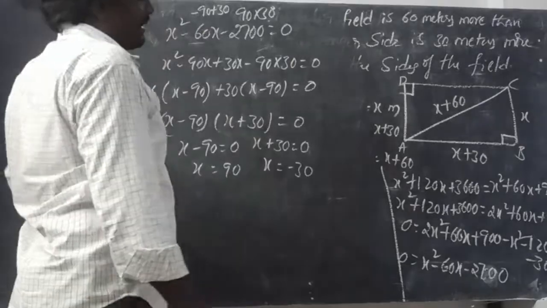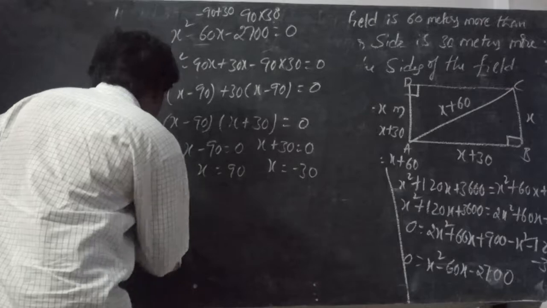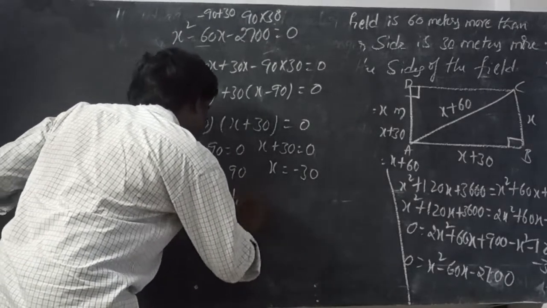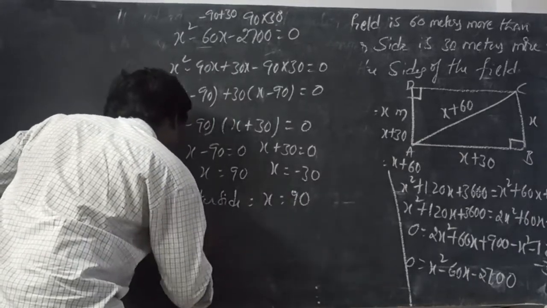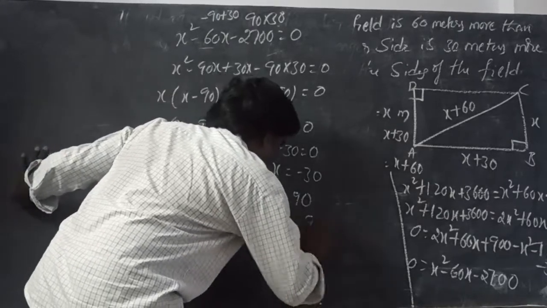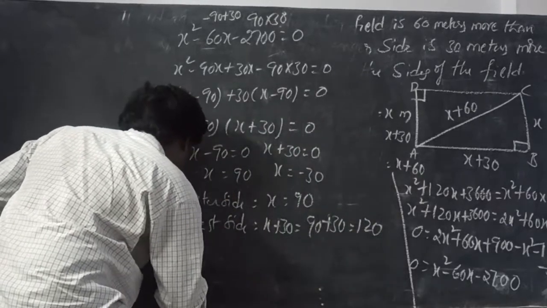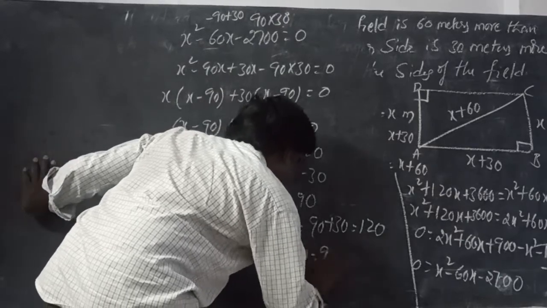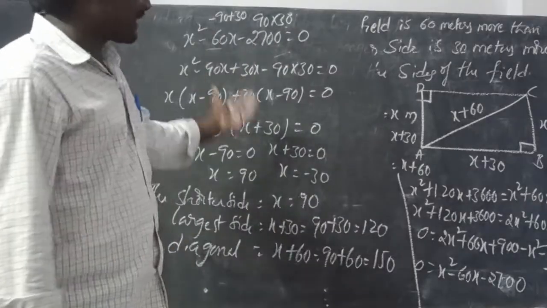The sides of a rectangle cannot be negative, so take the positive value. The shorter side is x equals 90. The longest side is x plus 30, which is 90 plus 30, equal to 120. Next, the diagonal is x plus 60, which is 90 plus 60, equal to 150. These are the sides of the rectangular region.